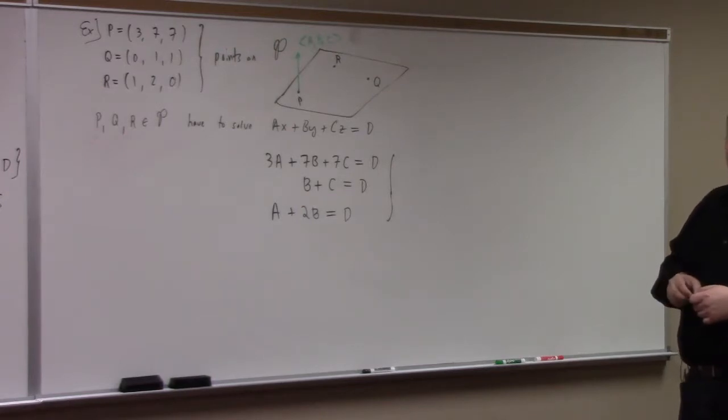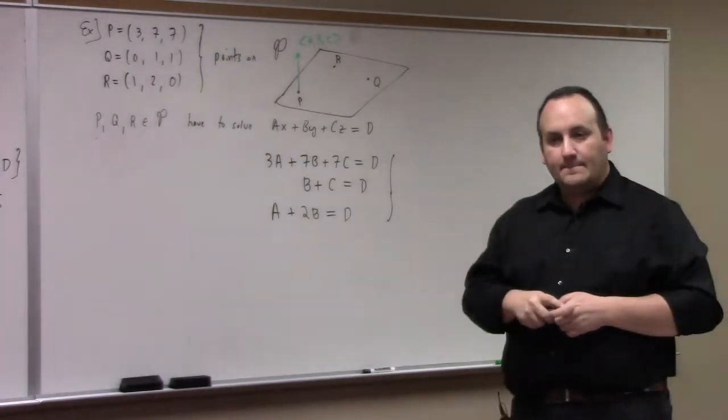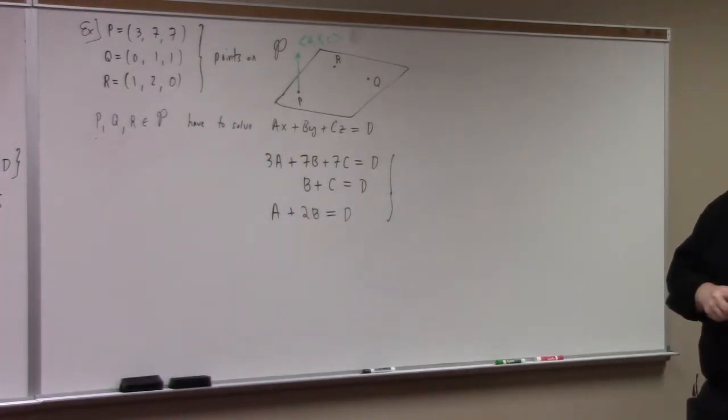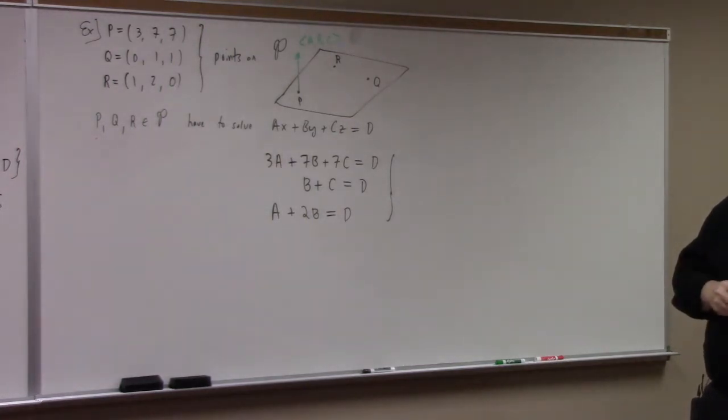Do you want me to do it with Gaussian elimination? I can do it with Gaussian elimination if you'd like to see it. Why is it that we don't care what D is? Well, that goes back to the question which was stated. The question asks what are possible normals to the plane? The normal is ABC. So D doesn't have anything to do with that, so we can eliminate D if we're looking for ABC, is my point.